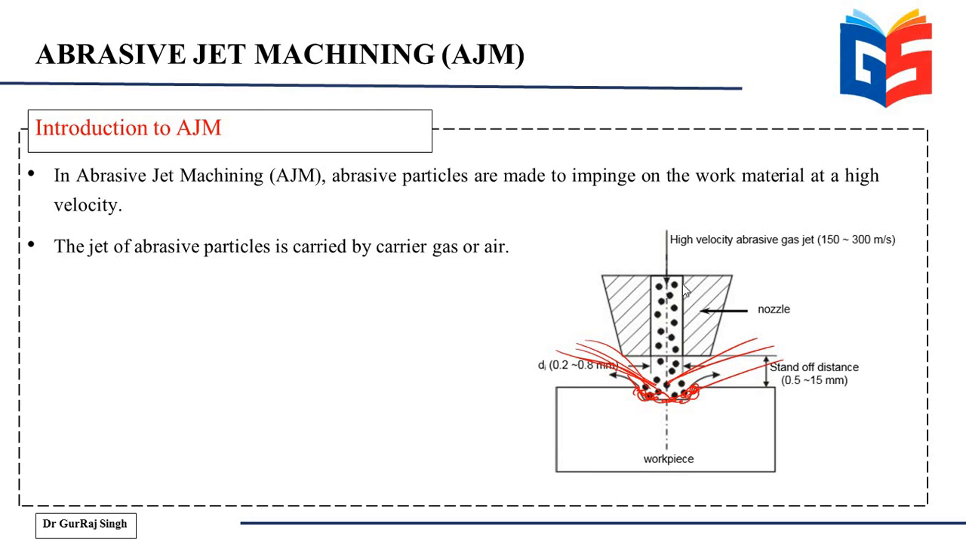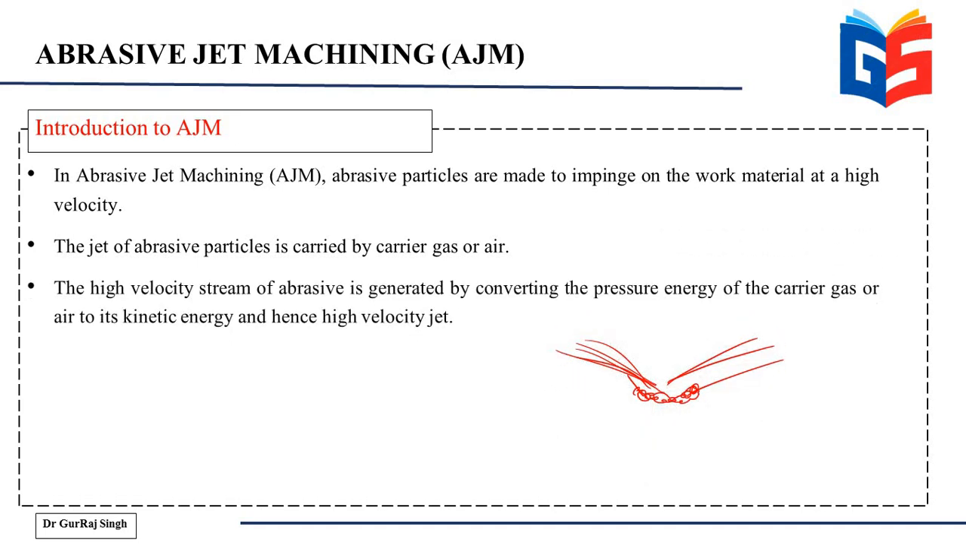The carrier gas usually has a velocity as high as 150 to 300 meters per second. So the gas that is carrying the abrasives is at very high pressure. The high velocity stream of the abrasives is generated by converting the pressure energy of the carrier gas or the air to its kinetic energy, and hence a high velocity jet. Therefore it is basically the pressure energy of the gas that is converted into the kinetic energy, and that is eventually supplied to the abrasives.